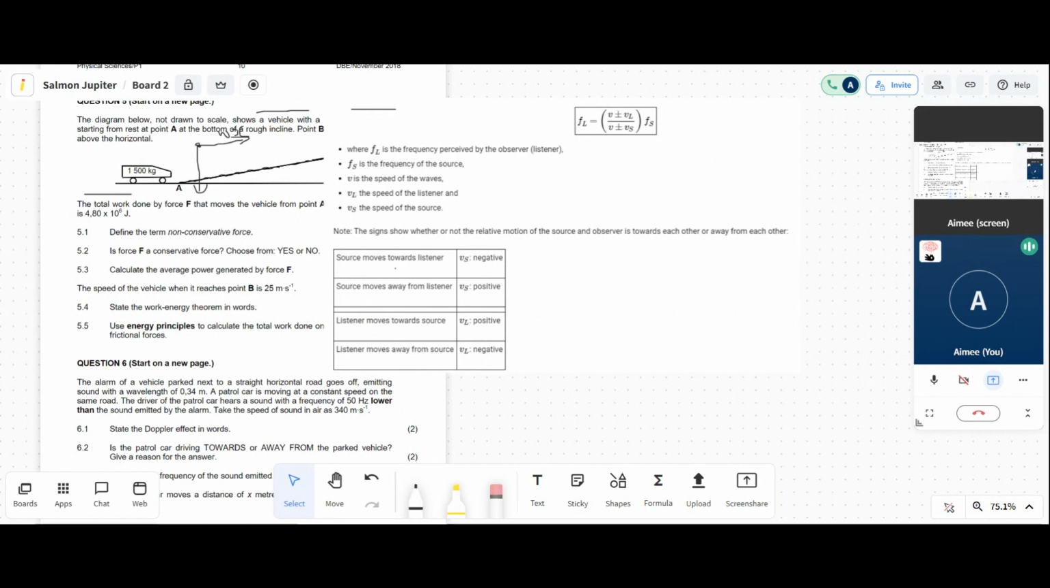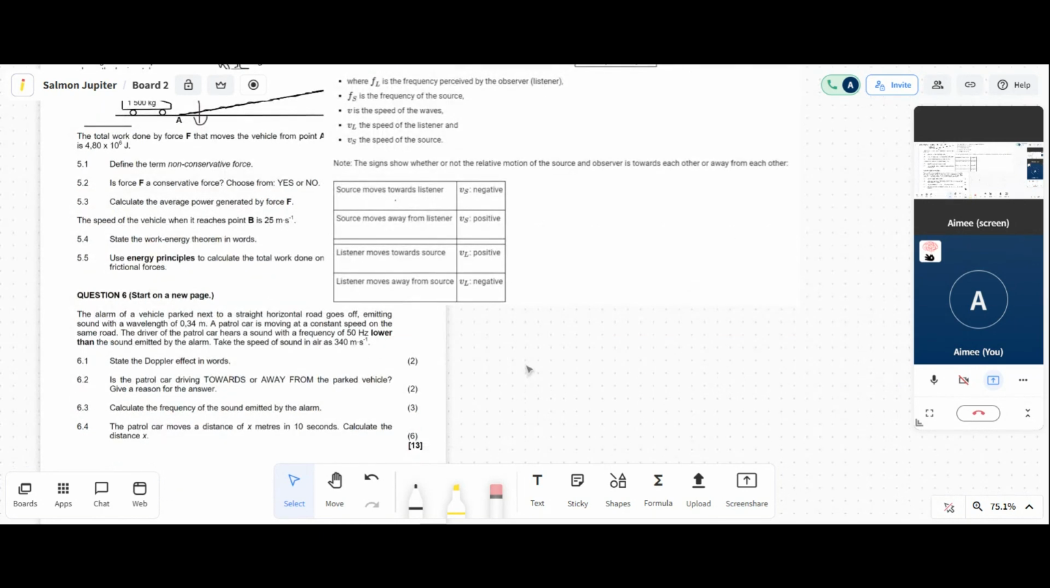And the way we determine that is by knowing, is the source moving towards the listener? Is the source moving away from the listener? Is the listener moving towards the source? Or is the listener moving away from the source? This is a very important little summary. I would definitely suggest you write it down, okay? But it says here, the alarm of a vehicle parked next to a straight horizontal road goes off, emitting the sound with a wavelength of 0.3 meters.